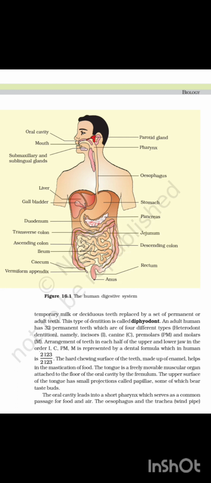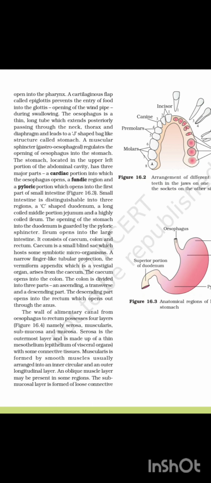The tongue is a freely movable muscular organ attached to the floor of the oral cavity by the frenulum. The upper surface of the tongue has small projections called papillae, some of which bear taste buds. The oral cavity leads into a short pharynx, which serves as a common passage for food and air. The esophagus and the trachea (windpipe) open into the pharynx. A cartilaginous flap called epiglottis prevents the entry of food into the glottis, the opening of the windpipe, during swallowing.